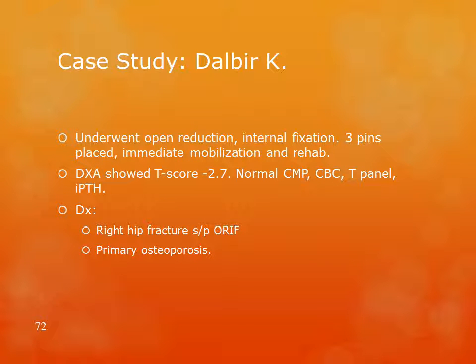She had this fall. She was evacuated off the mountain. She had a hip fracture. She underwent open reduction and internal fixation. Three pins were placed, and immediately she got mobilized and rehabbed and did great. Her DEXA was repeated, and it showed a score that earned her a diagnosis now of osteoporosis. But her PTH was normal, and so was the rest of the workup for secondary causes. Remember, she was only 55 at the time. So we have right hip fracture, status post open reduction and internal fixation, and primary osteoporosis.